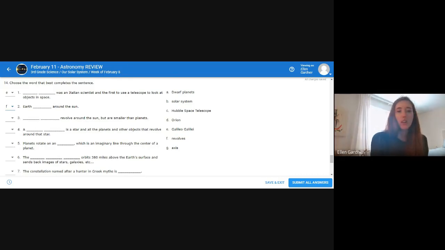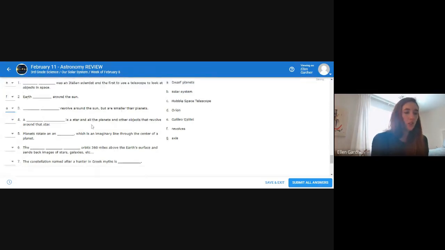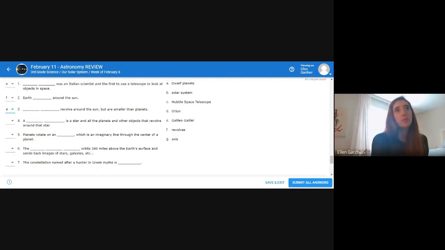Now, blank blank revolve around the sun, but are smaller than planets. Dwarf planets, that's right. Dwarf means small. So they have everything that a planet would have, but they're just smaller, so they don't classify as our main 8 planets. A blank blank is a star and all the planets and other objects that revolve around that star. Solar system, that's right. We are in a solar system revolving around our sun, but there's lots of other solar systems in our galaxy and in the universe, because it's any system that is around a star.